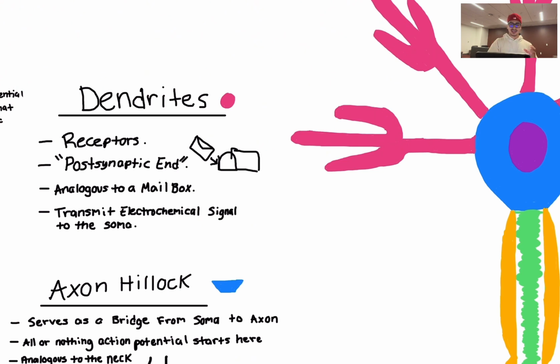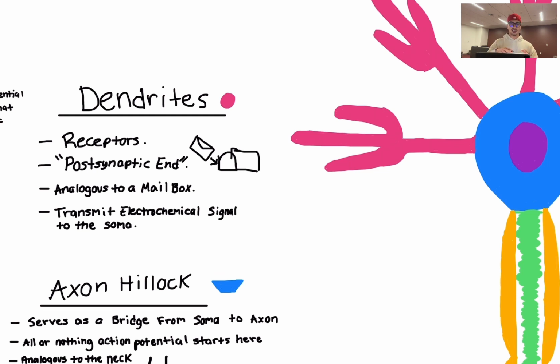The mailbox is going to be your receptors, because it's actually receiving the message and taking it into the rest of the cell. So I really want you guys to get these analogies down, because these are really going to help you out when understanding what the dendrites do for you, their essential function and role in synaptic activity when the action potential is being transferred from one neuron to another.